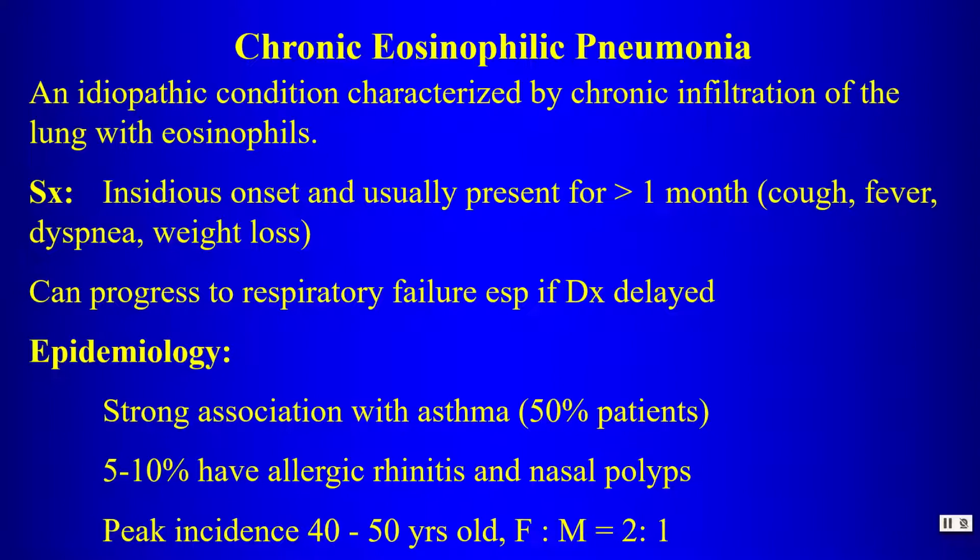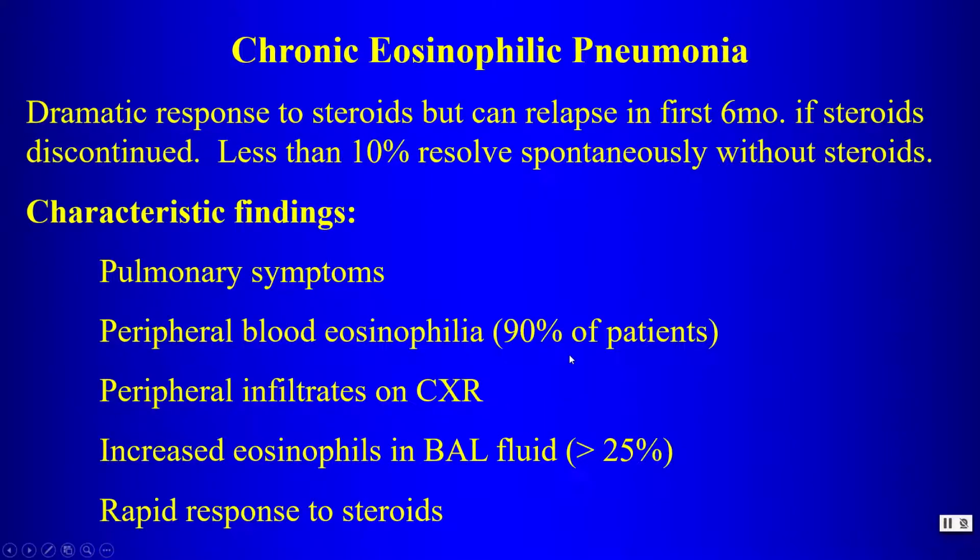About 50% of the patients have asthma, and about 5 to 10% have allergic rhinitis and nasal polyps. The peak incidence is about 40 to 50 years of age, and females outnumber males. The important thing about suggesting the diagnosis is that this responds to steroids, and it can relapse in the first 6 months if the steroids are discontinued. Less than 10% of cases resolve spontaneously without steroids.